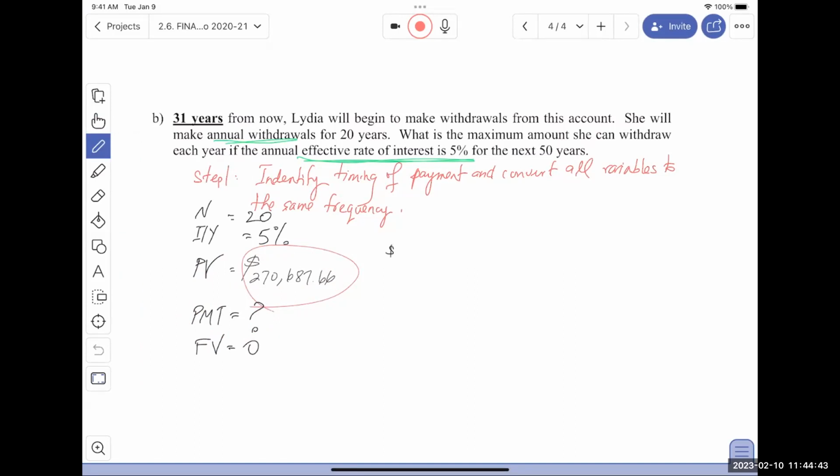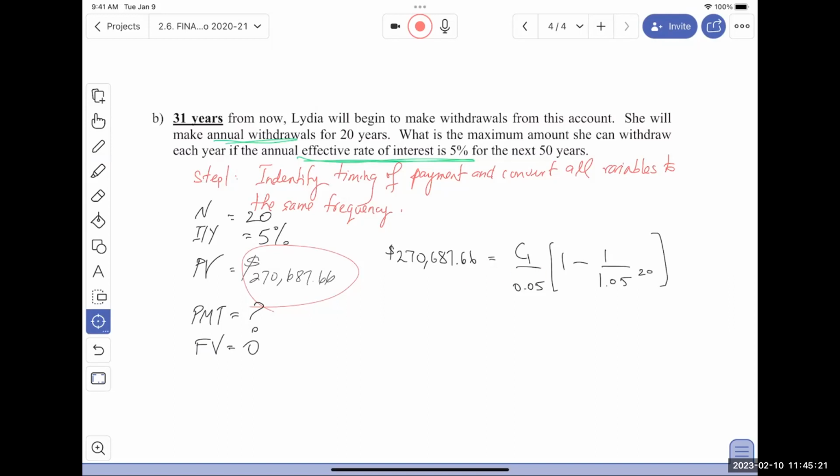So it's going to be like this. 270,687.66 equals my annuity, the amount of the payments, with 5%. So if you guys didn't study annuities yet, you've got to go back and study annuities and then come back to this video that I'll post in the platform. 1 minus 1/1.05 to the power of how many years? 20 years. And that's it. You don't have to write the algebra.